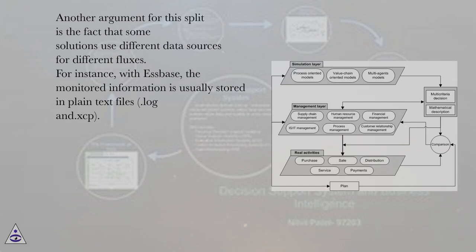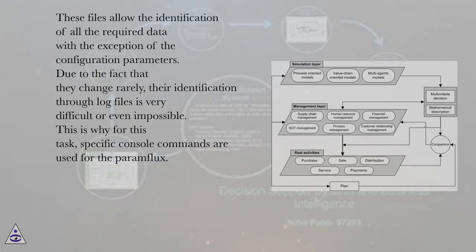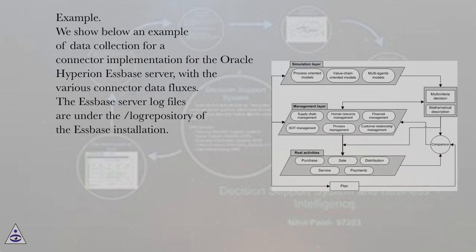Another argument for this split is the fact that some solutions use different data sources for different fluxes. For instance, with Essbase, the monitored information is usually stored in plain text files, .log and .xcp. These files allow the identification of all the required data with the exception of the configuration parameters. Due to the fact that they change rarely, their identification through log files is very difficult or even impossible. This is why for this task, specific console commands are used for the param flux. Example. We show below an example of data collection for a connector implementation for the Oracle Hyperion Essbase server, with the various connector data fluxes.